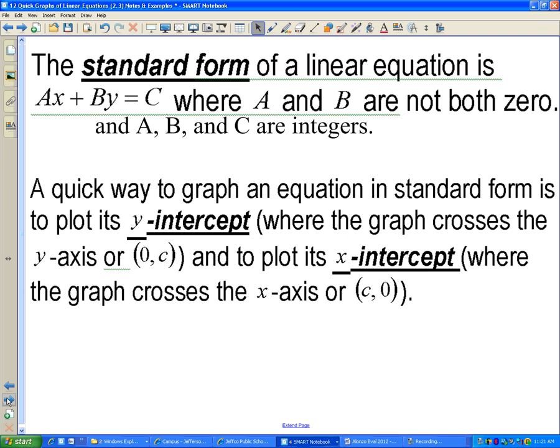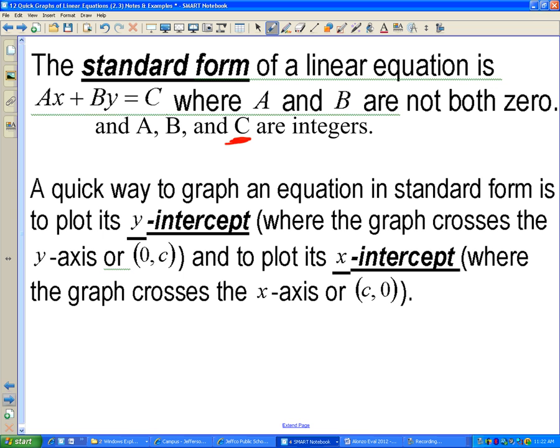Standard form of a line is ax plus by equals c, where a and b are both not 0. A, b, and c are integers. A quick way to graph an equation in standard form is to plot the y-intercept, where the graph crosses the y-axis, (0, c), and to plot the x-intercept, where the graph crosses the x-axis, (c, 0). This is not the same c as this here. It could be, but it isn't necessarily.